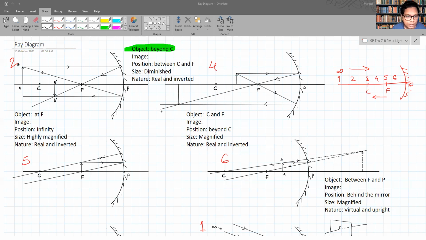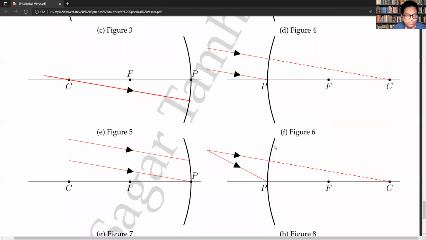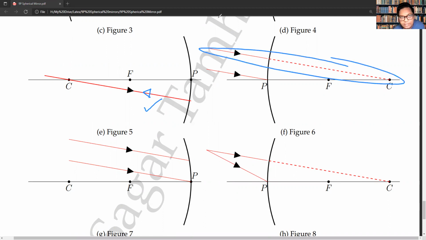Okay. Now, we have done the third and the fourth. Now we'll do the fifth figure. Anyone would like to answer? How will the fifth ray go? A ray which passes through the center of curvature will reflect at the same position. Yeah, same way. Very good. What about this ray? Isn't it the similar one? Yes, sir. It'll reflect the same.